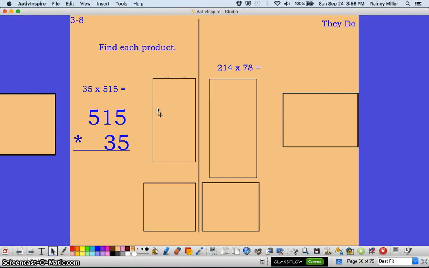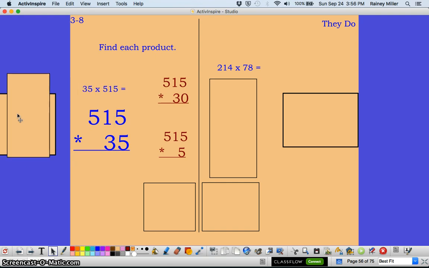So what I know is I can take 515 times 30 and add that to 5 times 515 and get my answer. So I go ahead and start. This one I'm going to use my 0 trick on. So 3 times 5, that's going to be 15.